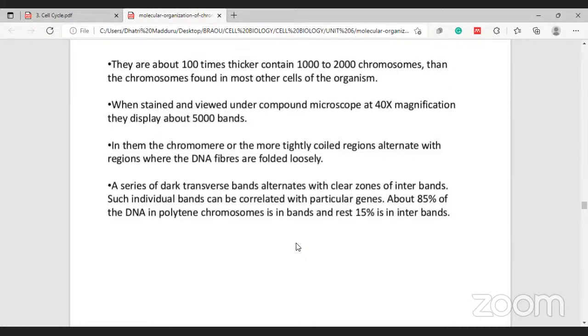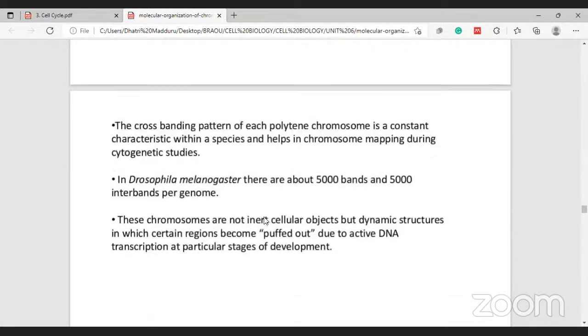We have Q banding and all these different types of banding techniques. Here we can see a series of dark bands, and interbands are clear zones. That means one dark band, then a clear zone, then another dark band and another clear zone. Like that, many bands appear, like 5000 bands. 85% of the DNA is in dark bands and 15% is in interbands, which are lightly stained.